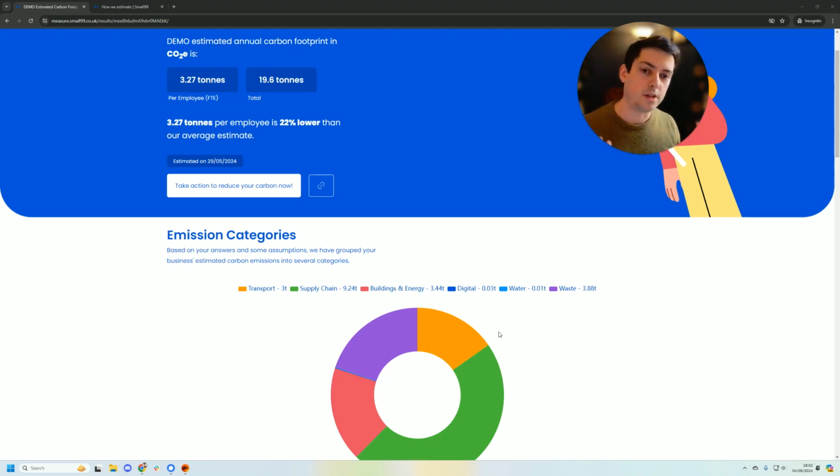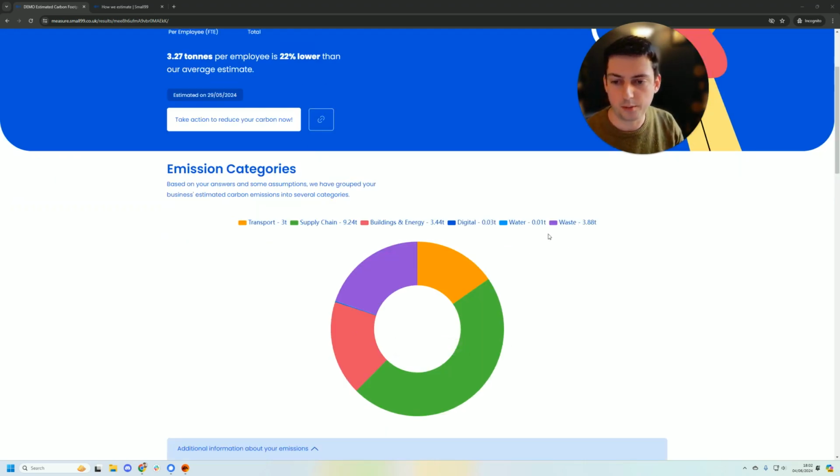In terms of digital emissions, sometimes working from home or digital emissions can feel quite low. An example here is that it's around 0.03 tonnes, and there's good reason for that, in that digital emissions often make up quite a small part of your carbon footprint when compared to buildings and energy or something like supply chain. If you've got a domestic boiler at home, that is going to be pumping out far more emissions than something like emails.